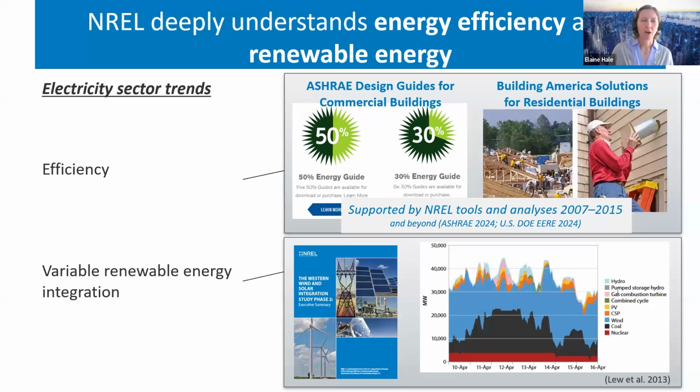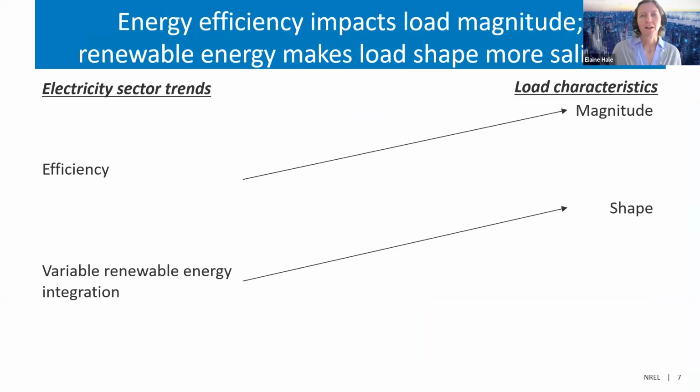Similarly, around the same time frame, our grid modelers were understanding what it would be like to integrate a lot more variable renewable energy into the grid. And we were starting to see graphs like the one on the bottom right, where we are looking at the different kinds of electricity generation over the course of the week, and really realizing that the shapes of the wind and solar generation combined with the shape of the load is really driving a lot of the dynamics in our future grids where we have more variable renewable energy. And so we really laid the groundwork 10 or 20 years ago, just understanding that energy efficiency really impacts our load magnitude, and variable renewable energy integration really makes the shape of load a lot more salient to our power system planning activities.